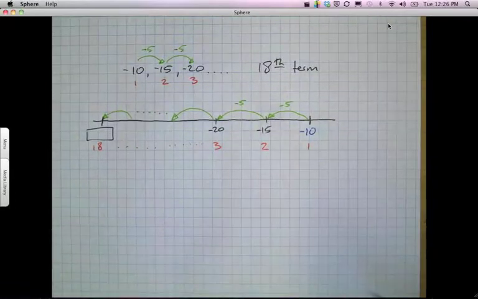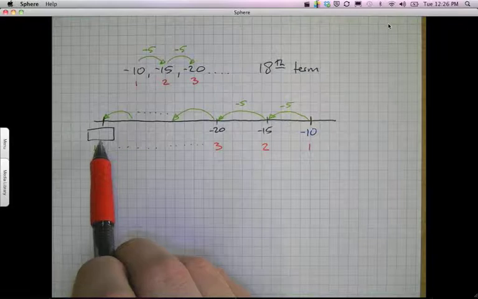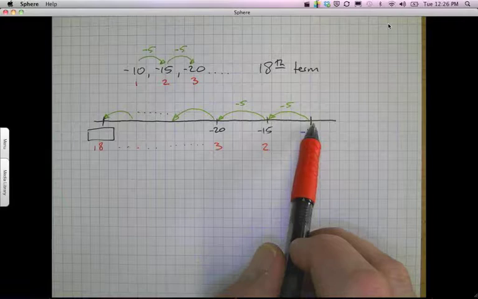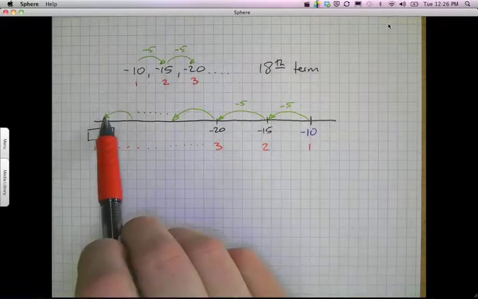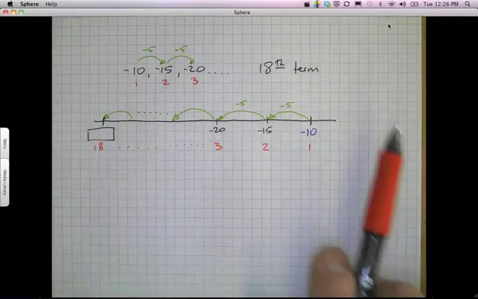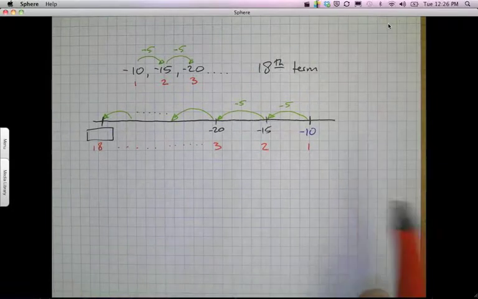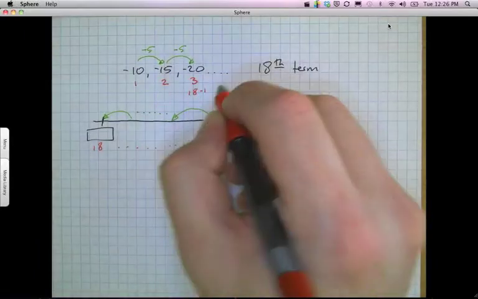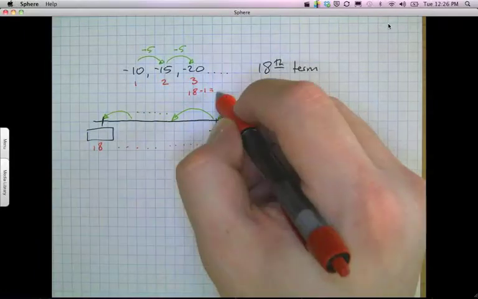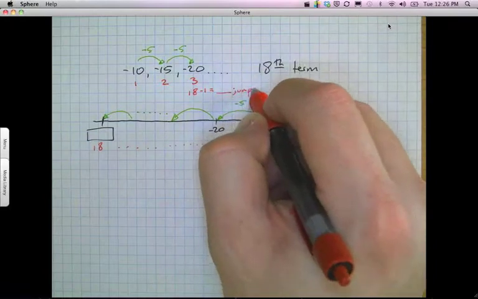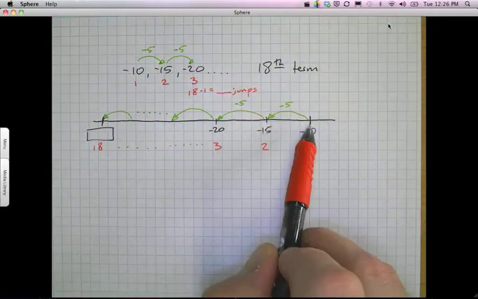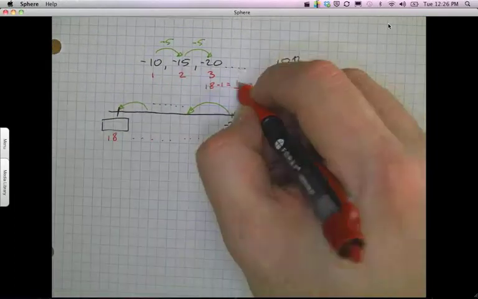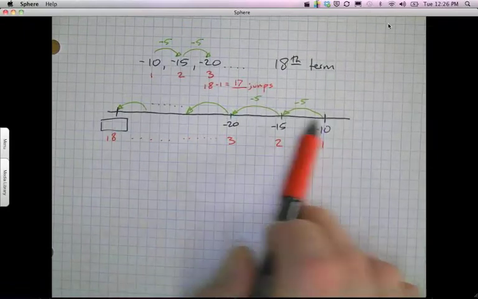Now, if you want to figure out what this final number should be, the simplest way to do it is to figure out how far you're going to jump from your beginning. And if I go to the 18th term, I'm going to make a total of 17 jumps, which is a little confusing at first until you remember that if you take 18 and you subtract 1, that's how many jumps you end up needing to make. So a total of 17 jumps will get you there.